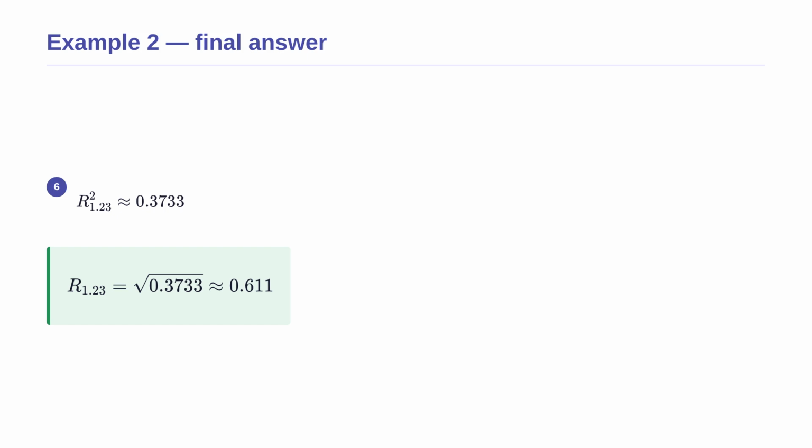To find the multiple correlation coefficient, we take the square root of this value. The final answer is approximately 0.611. Notice this is greater than both simple correlations of 0.6 and 0.4, demonstrating that combining predictors gives a stronger overall correlation.